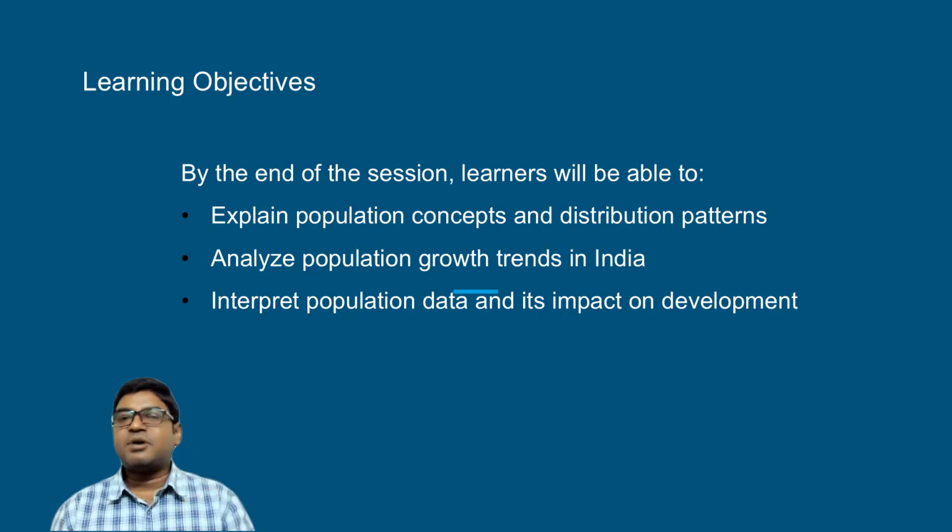They should be able to define population, and explain the various factors that affect population and the role of socio-environmental and economic aspects on the population. The second learning objective is to analyze population growth trends in India: how has the population grown over the past 100 years as per the census, the official data? We will learn how to interpret the data, analyze it, and also see the impact on development.